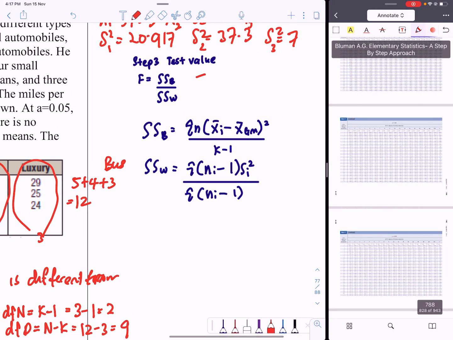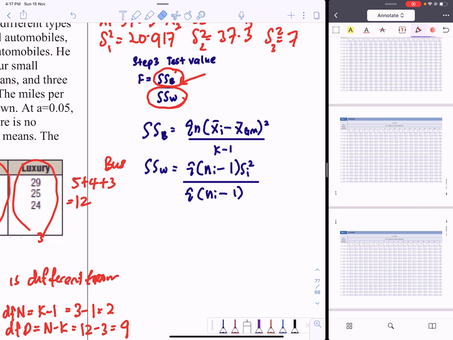The real formula here is F equals to sum square between. The above one, the numerator, is sum square between. The denominator is sum square within. We need to find both of the values for numerator and also denominator. What is the value? Here is the value.